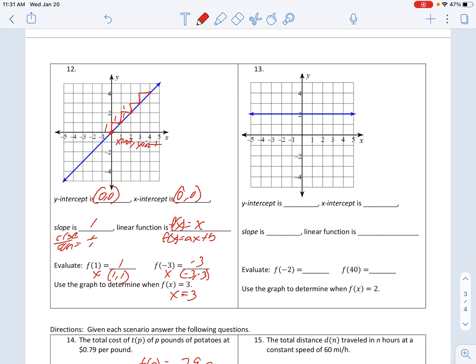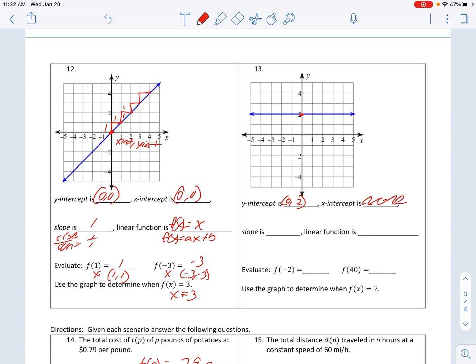Last one there, number 13. The y-intercept is where it's crossing the y-axis, right up here at (0, 2). The x-intercept, is this ever going to cross the x-axis? I mean, here it is and here it is. These are parallel to one another, and they're never going to cross. So we're going to say there is none. It's possible to not get one because it's never going to cross the x-axis, all right?